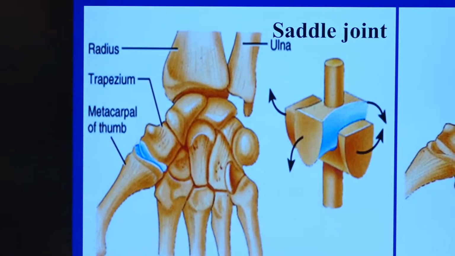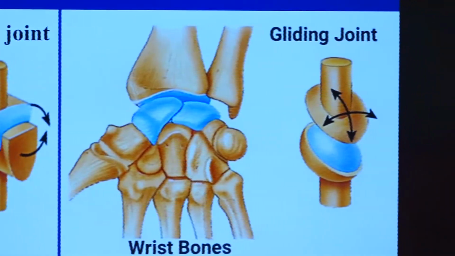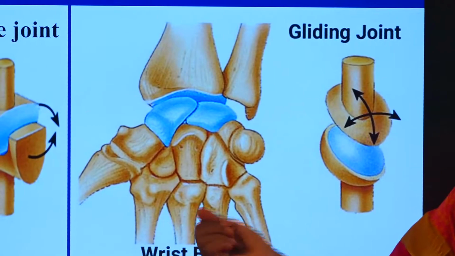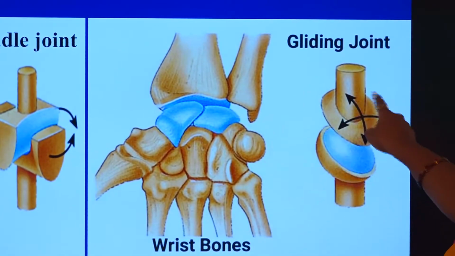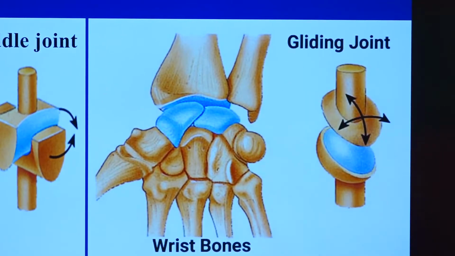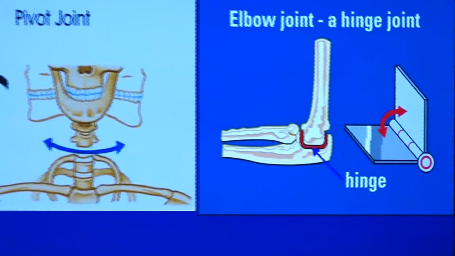Come to the next one, it's a gliding joint. So, here in the gliding joints, where do you find it? In the wrist bone. You can just glide. So, the movement is visible here. See here, in two different planes you can find the movement. So, it is the gliding joint. In the wrist bones, we find the presence of the gliding joint.